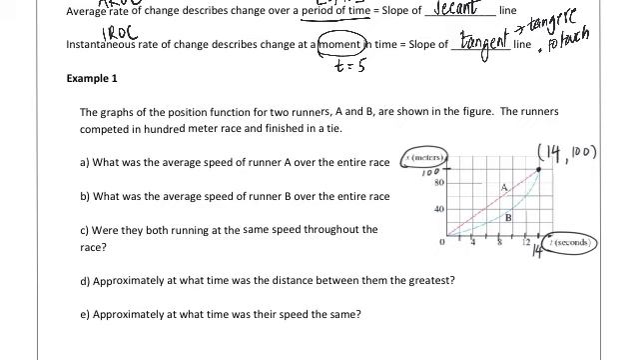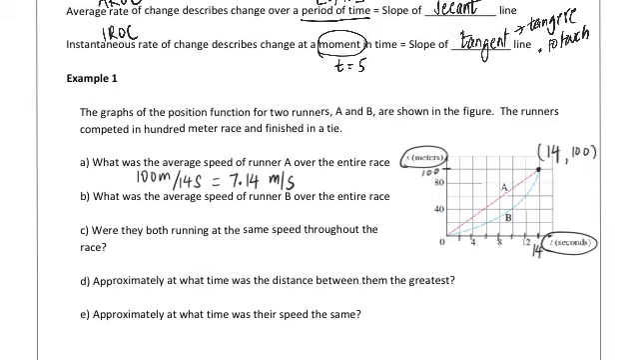So when we talk about part A, what was the average speed of runner A over the entire race? Average speed on a line is just the slope of the line. So it's going to be 100 meters, that's the distance, divided by 14 seconds, that's the time. And if you do that as a decimal, it's 7.14 meters per second. What was the average speed of runner B over the entire race?